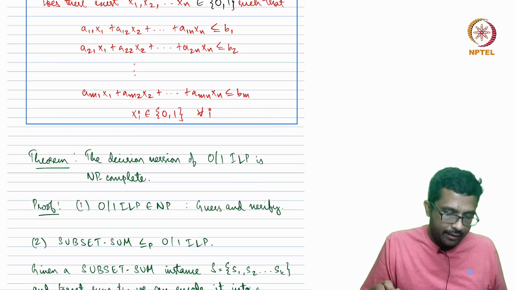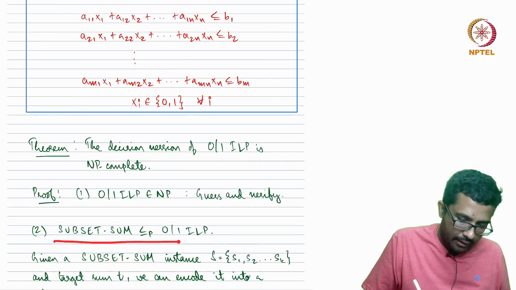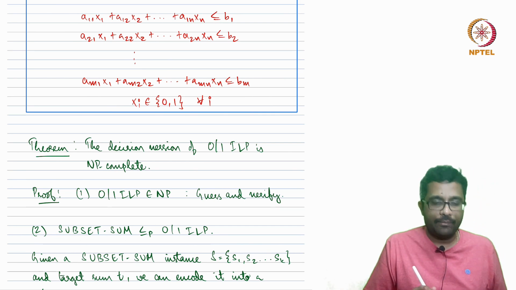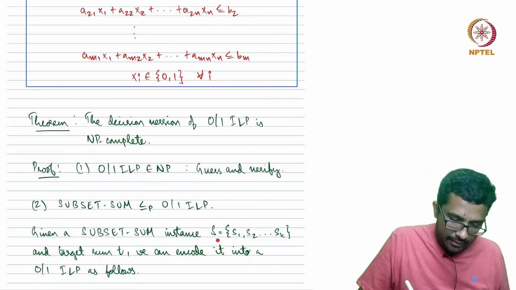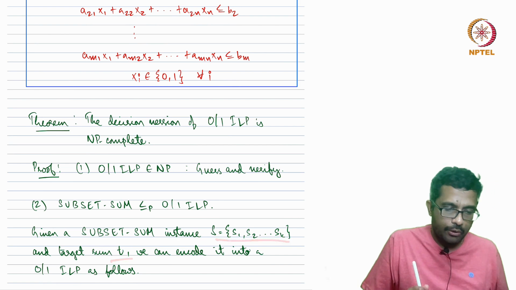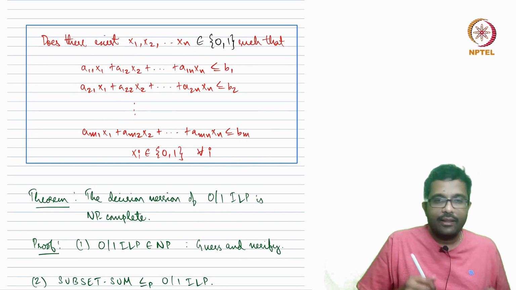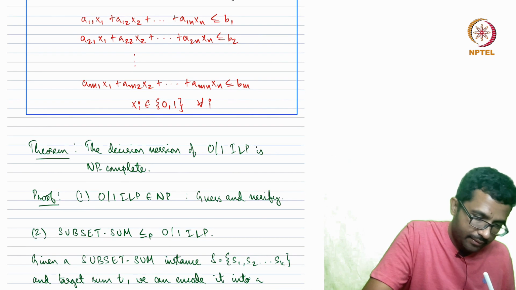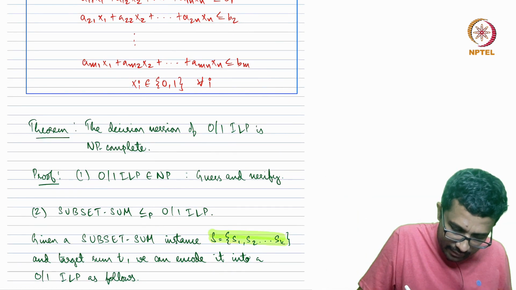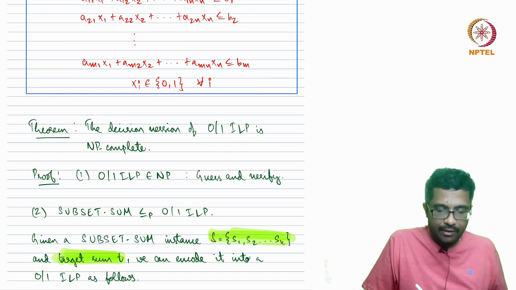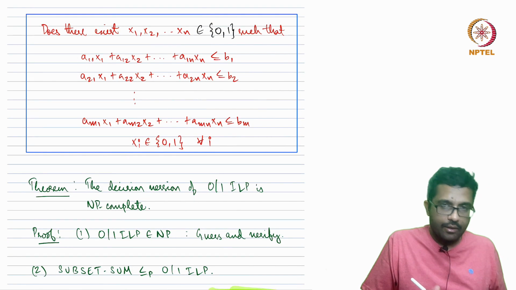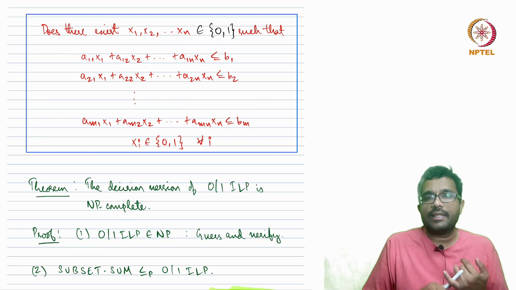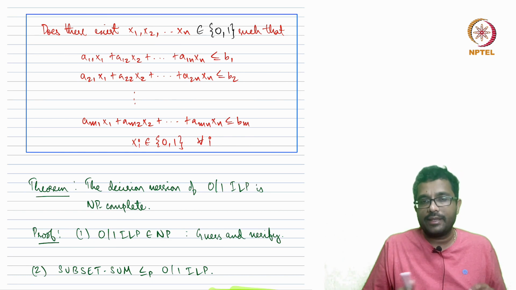And to show NP hardness, we reduce subset sum to 0-1 ILP. So given a set S and a target sum T, we want to build an ILP such that the subset sum instance is a yes instance if and only if the ILP instance is a yes instance, right? So given a set S and a target sum T, we want to build an ILP such that the subset sum is a yes instance if and only if the 0-1 ILP is a yes instance.